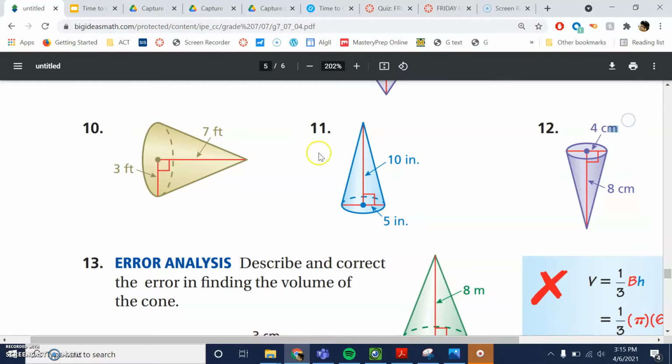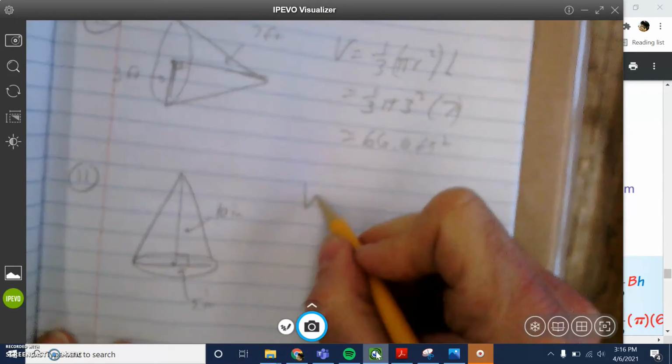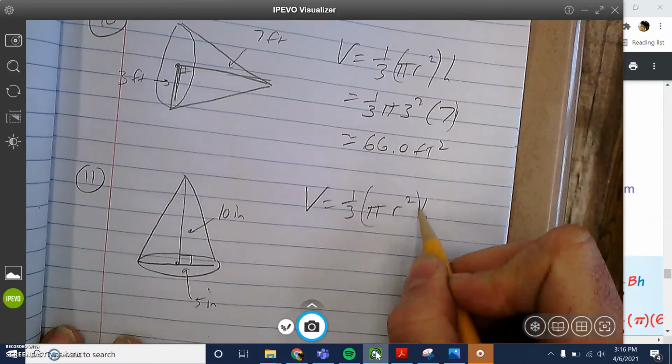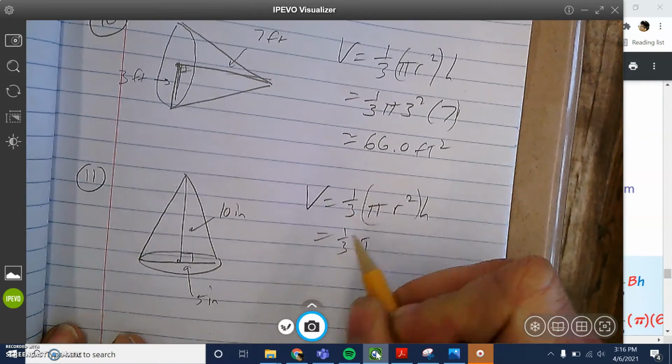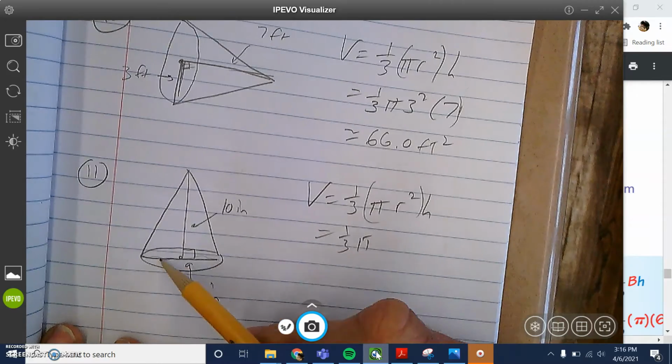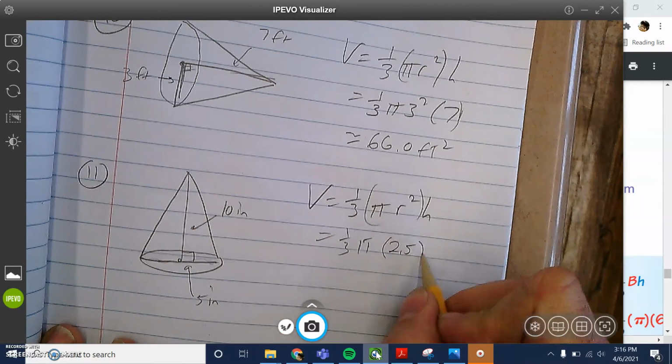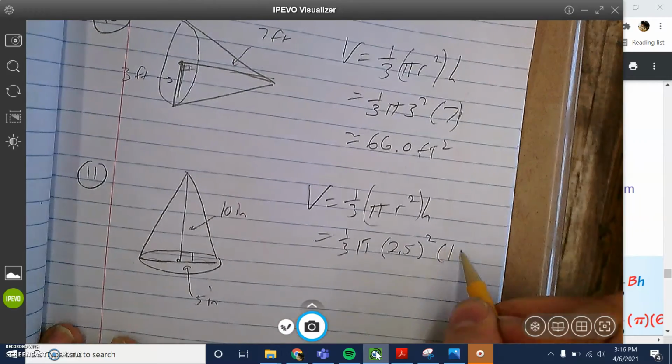Ready? One more. Number 11. Ready, set, go. Let's see if you got it. Okay. Volume equals 1/3 pi r squared h. 1/3 pi. Oh, that's the diameter, so I need the radius. What's half of 5? Yeah, 2.5 squared. Height is this 10.